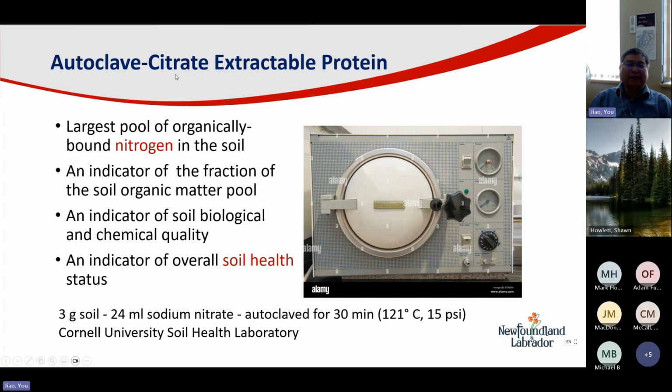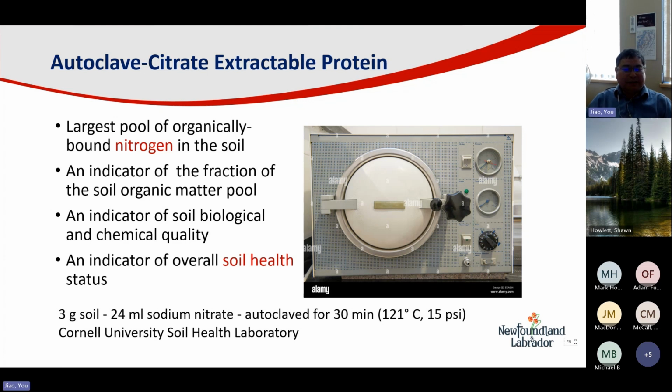So the ACE protein is the largest pool of the organically bound nitrogen in the soil. Again, when we're talking about the soil and agriculture, nitrogen always comes as the number one nutrient. It's an indicator of the fraction of the soil organic matter pool. It's an indicator of soil biological and chemical quality. It's an indicator of overall soil health status.